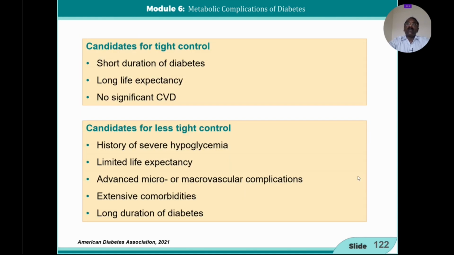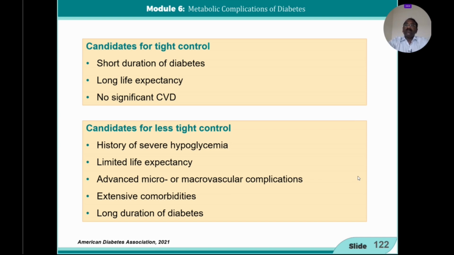So who are the candidates for tight control? Short duration of diabetes, long life expectancy, no significant cardiovascular disease at this juncture. Okay, so they are the candidates for tight control. Those getting diabetes at 20 years, 30 years, 40 years of age are good candidates for tight control because they have a long life expectancy. They have to live for 50 years, 40 years, 30 years, etc.